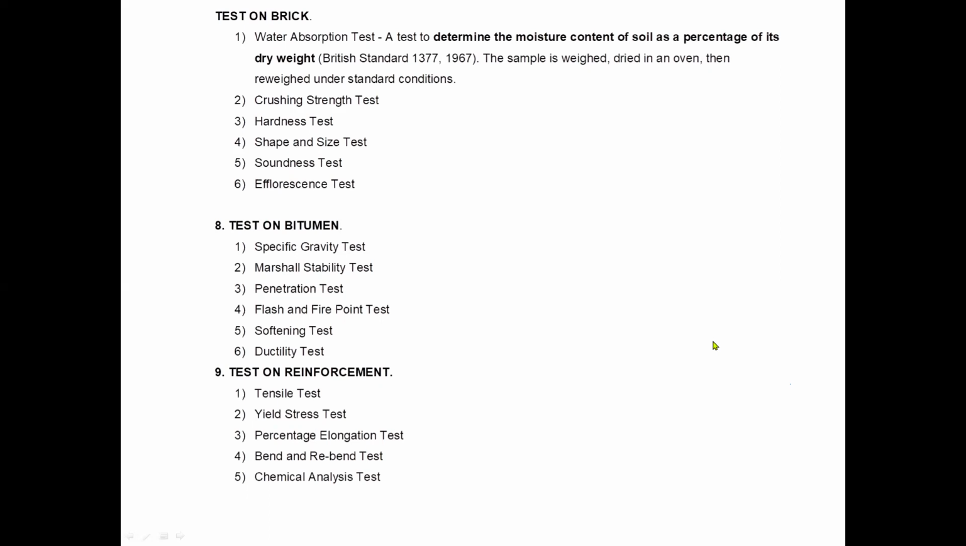And item number 8, we have the following. Test on bitumen. Number 1, we have the specific gravity test, Marshall stability test, penetration test, flash and fire point test, softening test, ductility test, and last but not the least, test on reinforcement. So we have the following tests: the tensile, yield stress, percentage elongation test, bend and rebend, and chemical analysis test.